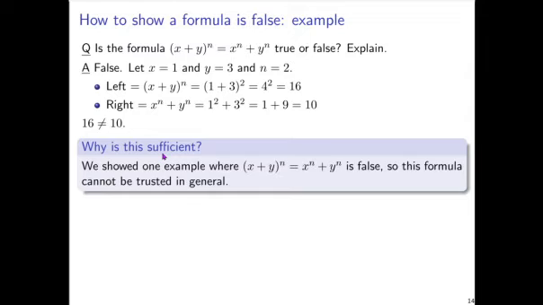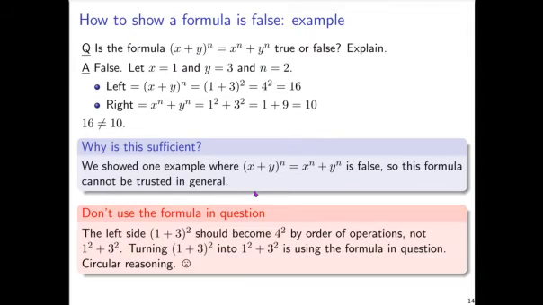Now, why does this work? Why is this enough? Why is this sufficient? The point is, we showed one example where this formula is false. So it just can't be trusted in general. It doesn't even work when you substitute in the numbers 1, 3, and 2 for x, y, and n. So maybe it works for some combinations of substituting for the variables, but it doesn't work once. So this formula can't be trusted. It's just not something that's going to work in general.